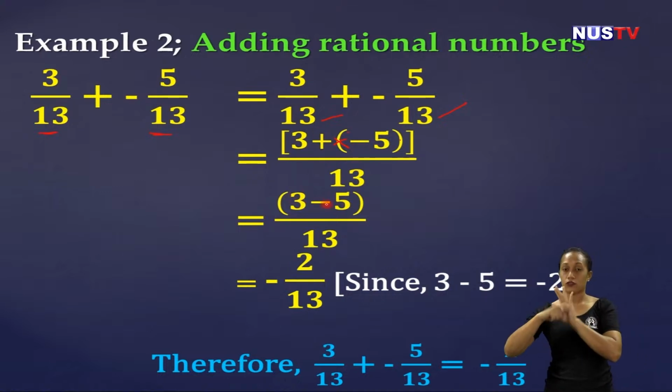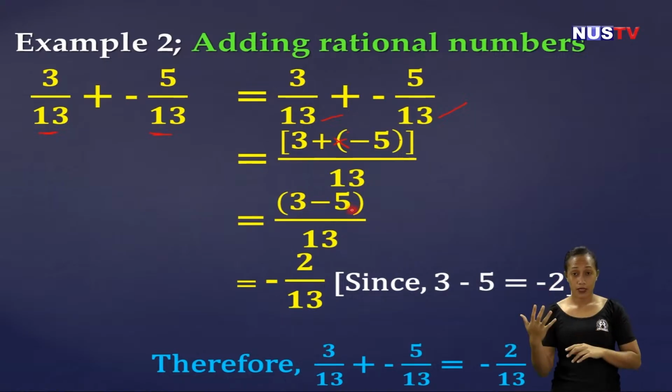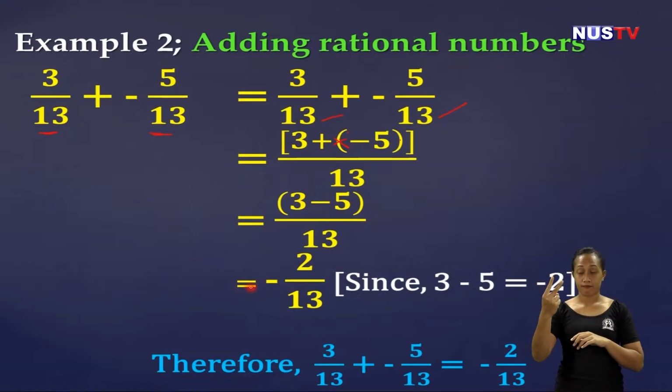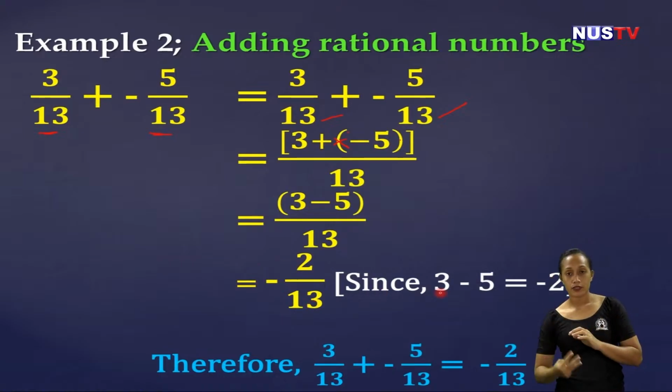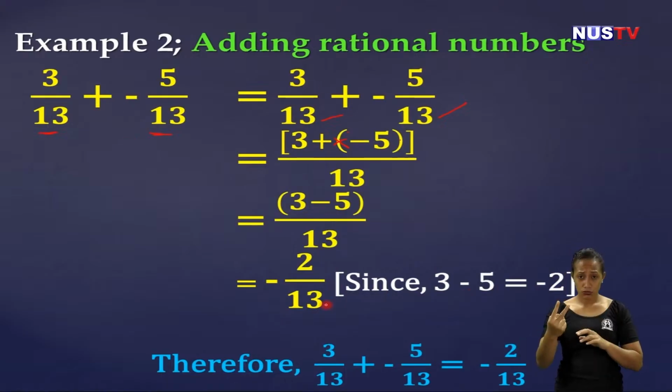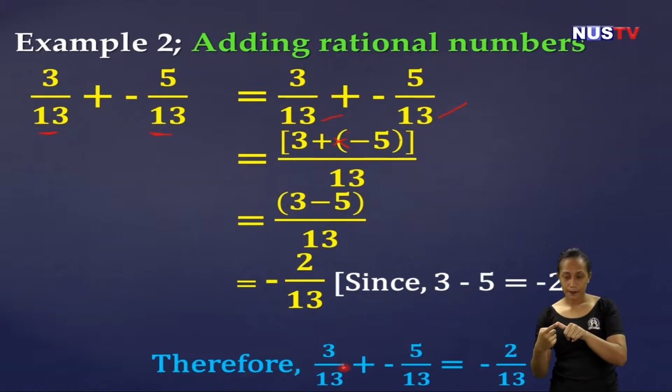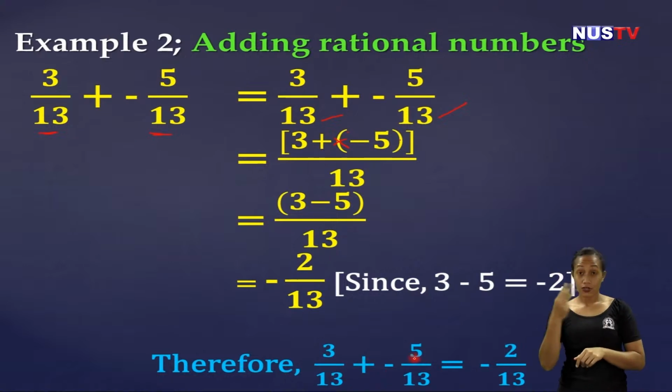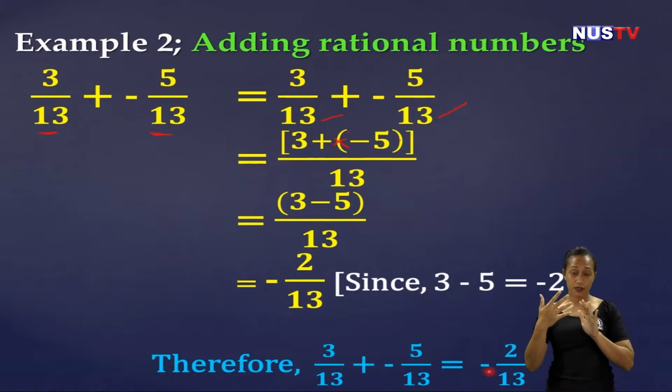So 3 minus 5 over 13. So 3 minus 5 is negative 2. That gives us the answer, negative 2 over 13. Since 3 minus 5 is equal to negative 2, we arrive at that answer. Therefore, 3 over 13 plus negative 5 over 13 gives us negative 2 over 13.